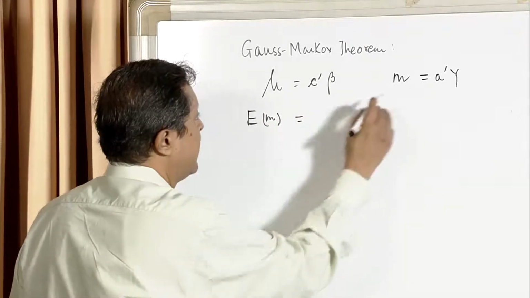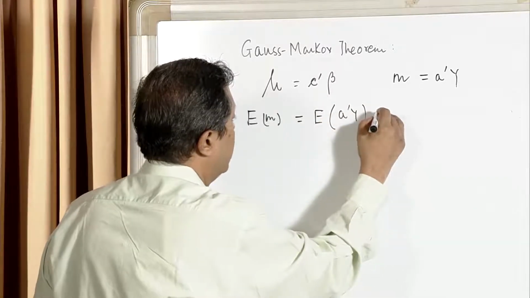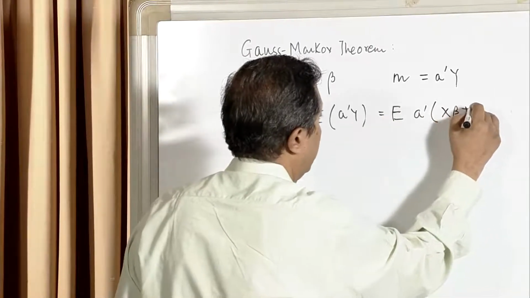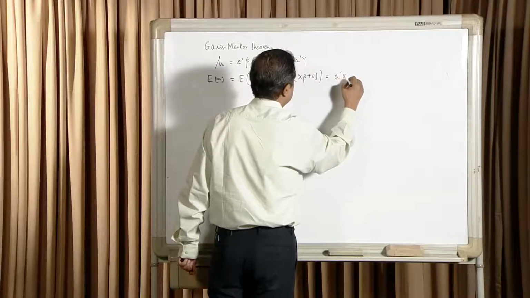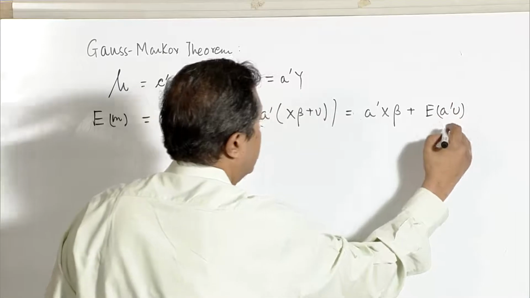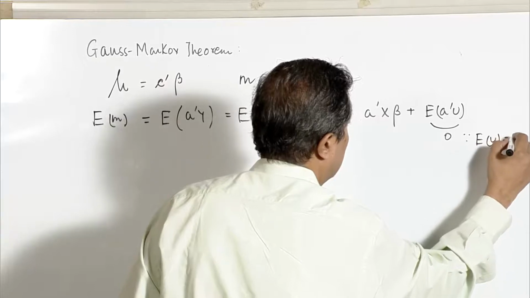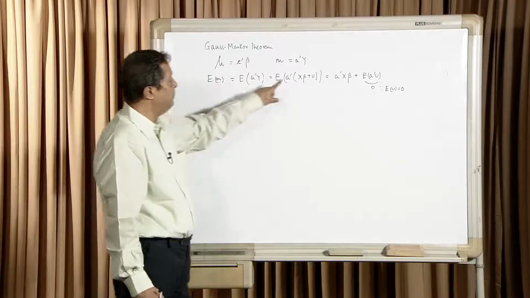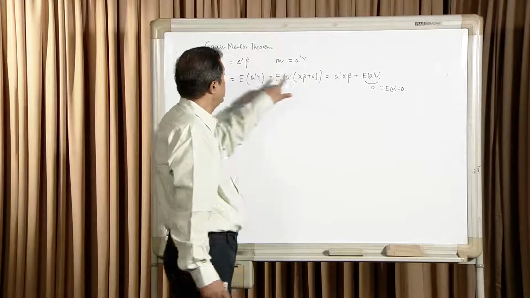But what is m? m is a prime y. So, the expectation of m is the expectation of a prime y, which is equal to the expectation of a prime (x beta plus u). Using the model, this gives us a prime x beta plus the expectation of a prime u, which is equal to 0, because the expectation of u is equal to 0. So, the condition for unbiasedness is that this expectation of m, which comes out to be a prime x beta, should be equal to c prime beta.